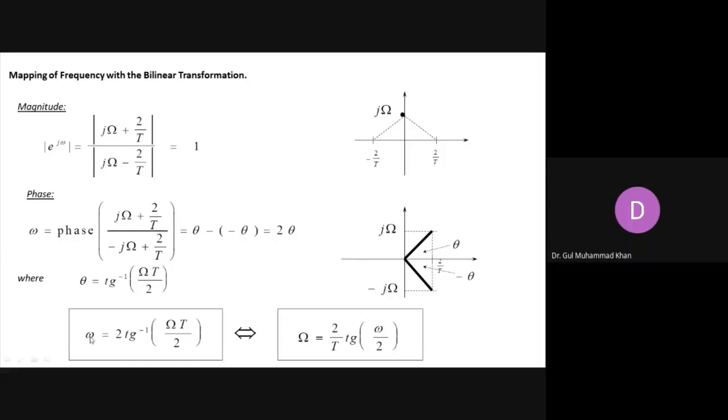Okay, and if you substitute this theta value into this expression, you will get omega is equal to 2 tangent inverse of omega t divided by 2. Now, what is the basic function of this slide? This slide actually gives you a direct transformation method from analog frequency domain to equivalent digital domain. So if you have an analog frequency value, you substitute that value in here. You substitute the sampling frequency value in here, you will get the angular frequency in equivalent digital frequency domain, right?